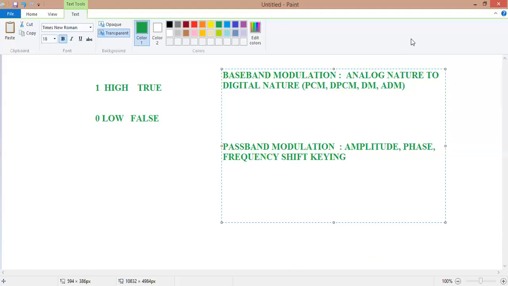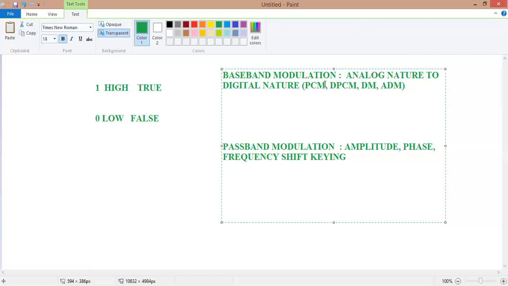You will get your output in terms of carrier shifting, in terms of various attributes: amplitude, phase, frequency, etc. And there may be different levels also. Why? Then we need to study PCM first.